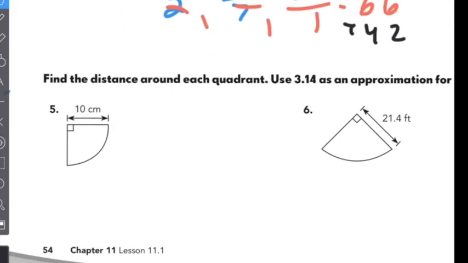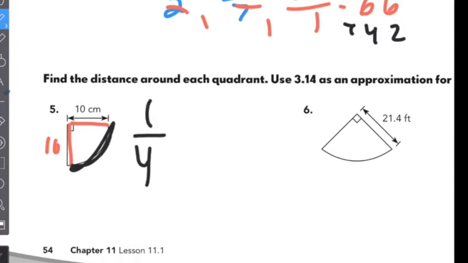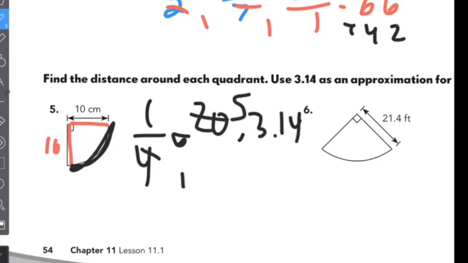Okay, now we're going to look at the quadrant. So for the quadrant, you have to look at it and say, okay, this side's 10, this side's also 10. So now I really need to figure out this arc. So the arc is 1/4, because it's a quarter of a circle, times, now I have a radius there, so I need to double it because I need a diameter. So you could do 2 times 10, which you should know is 20, times 3.14. So when I do this, I could simplify right here. So it's 5 times 3.14.